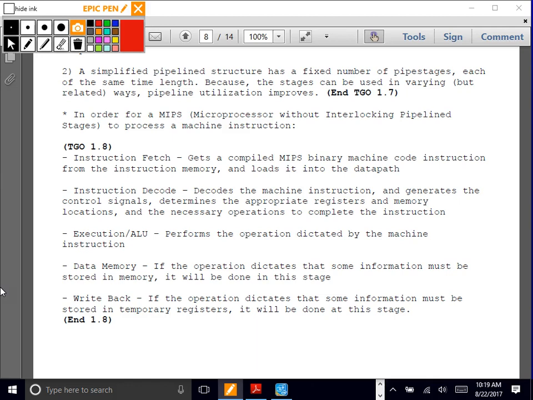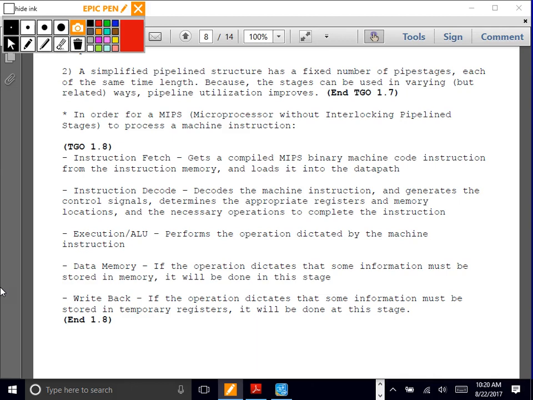So let's say the execution stage took 100 cycles, data memory takes 80 cycles, but then instruction fetch and instruction decode each take 20, and write back takes 20. If you split these up, you can actually improve your throughput. Instead of having to have 100 cycles, you'd have it narrowed down to 50. So you're doubling your performance.